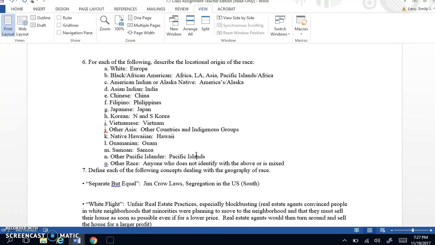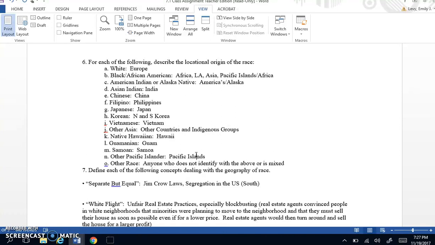Next would be Native Hawaiian, which would be Hawaii. Guamanian would be people from Guam. Samoan would be people from the islands of Samoa. And then other Pacific Islander would be people from other Pacific islands, the smaller ones like Fiji or Papua New Guinea or Vanuatu. And then other race would be anyone who does not identify with the above or is mixed race.